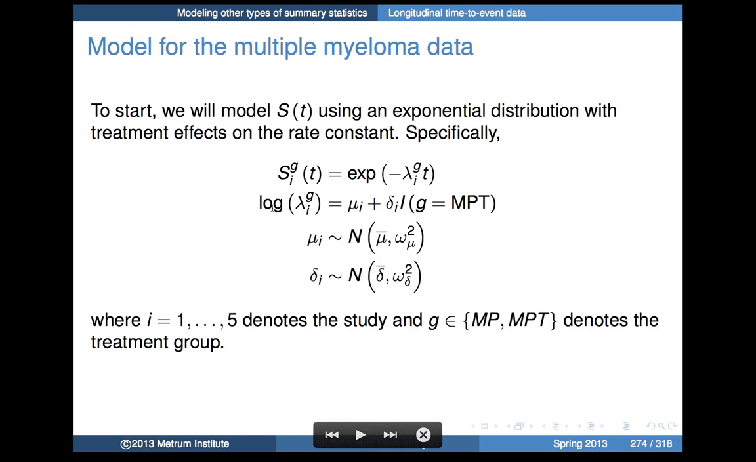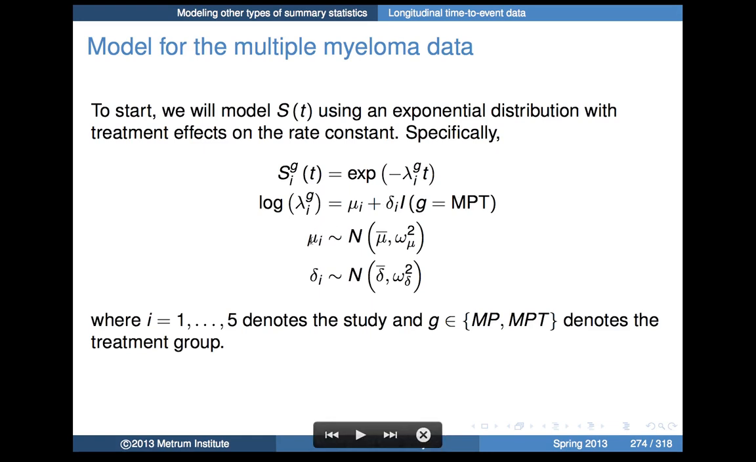Just like before, the log of the event rate in treatment group G in study I is mu I plus delta I times an indicator for whether, in this case, the treatment group is the MPT group. So notice in both cases, the mu I is the log hazard for the reference group, and mu I plus delta I is the log hazard for the experimental group.